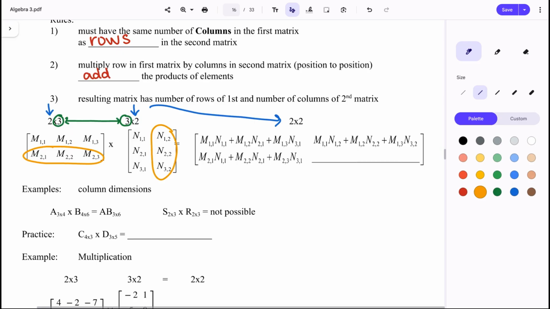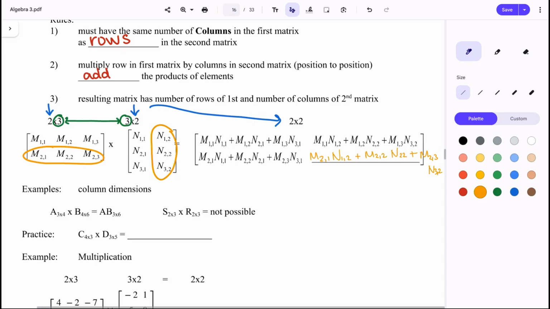For this one, you would be taking that first term, which says M21, and you would take that times the N12. Then you would add that. The next one would be the M22, and then N22. And then you would add that to the last term, which is the M23. I'm running out of room, but this would have N32 after it.